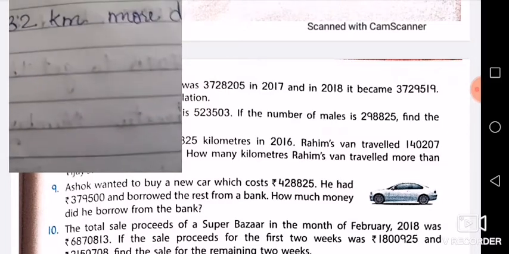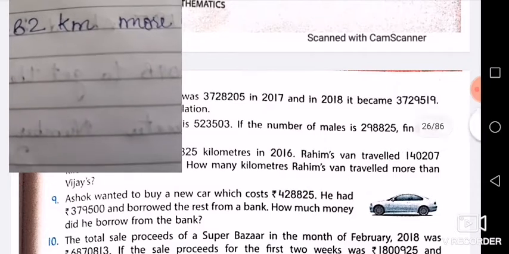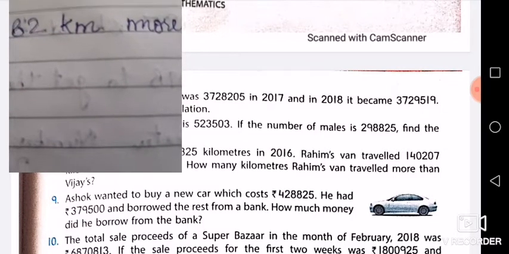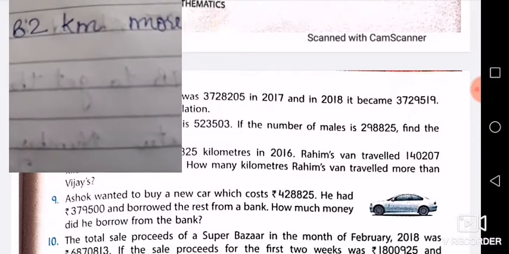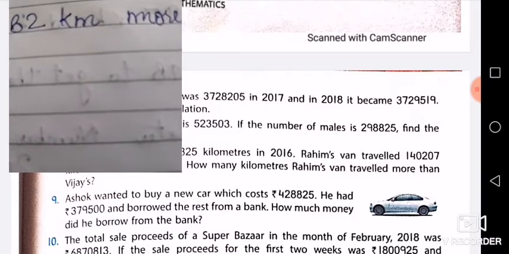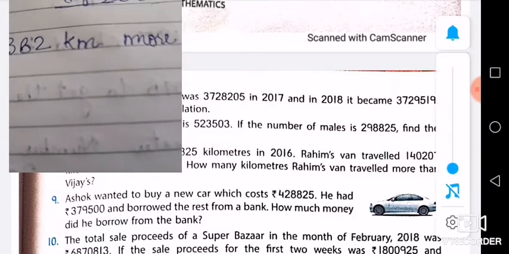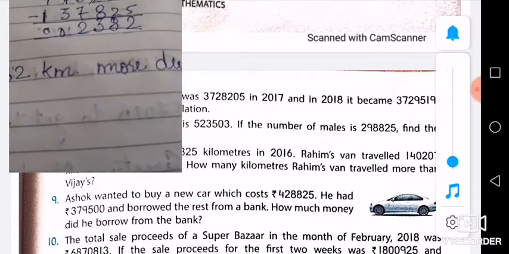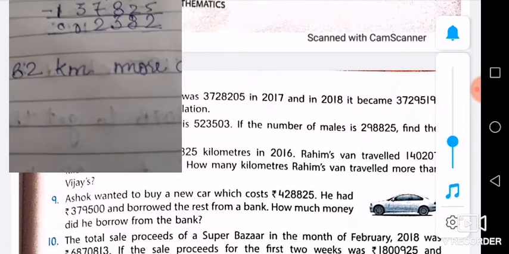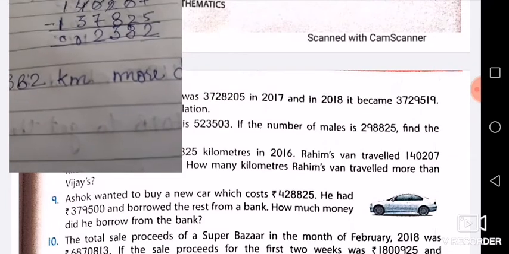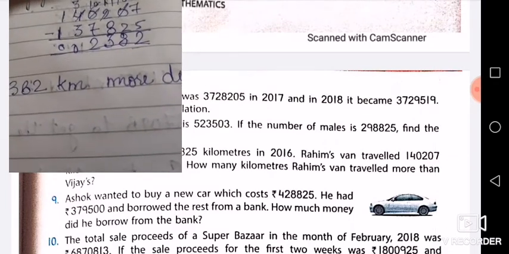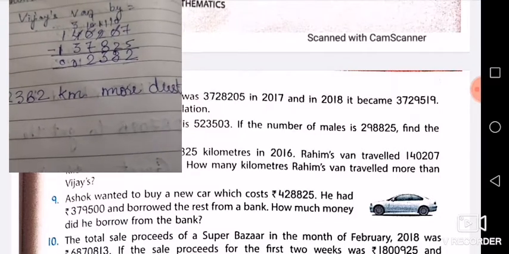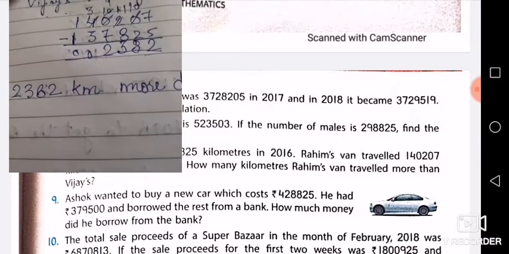Now question number 9 is, Ashok wanted to buy a new car which cost rupees 4,28,825. He had rupees 3,79,500 and borrowed the rest from a bank. So, borrow is yet another keyword for doing subtraction. Borrowing word we are using in subtraction also. So, this question is quite easy.